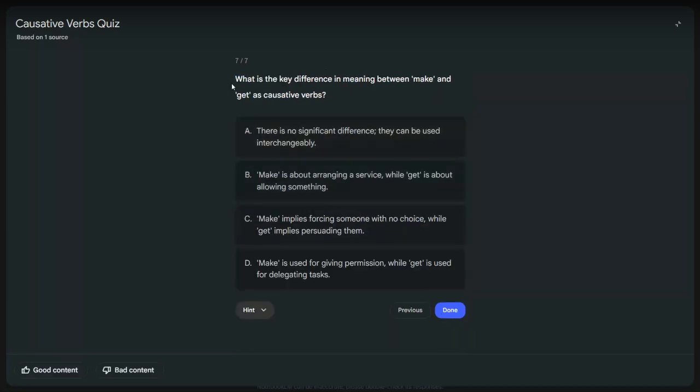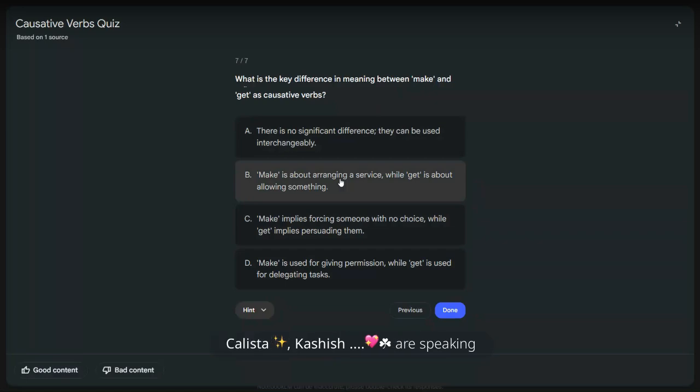Let's go to the last question of the day. What is the key difference in meaning between make and get? Can anyone tell the difference between make and get without looking at the options? What do you think? What is the difference between make and get? Make, sir, is forcing. Hmm. And get is for? Sir, we use get to persuade or convince someone to do something.